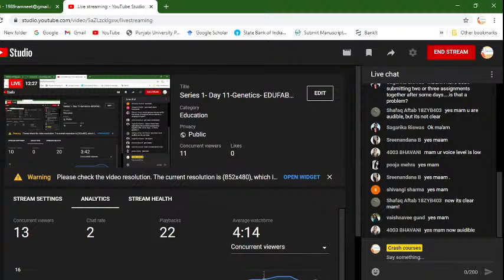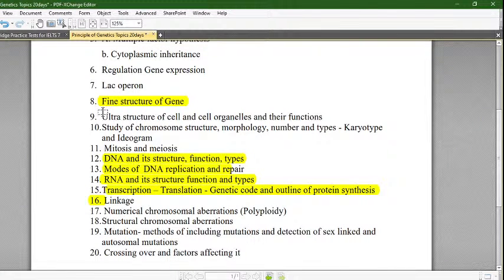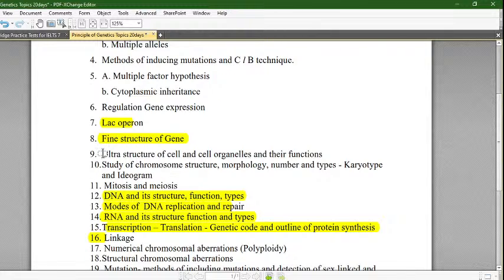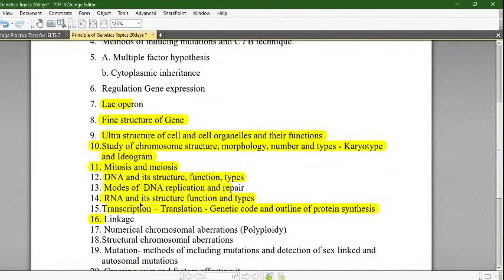We will start today the topic which is here, fine structure of a gene. I'm taking this topic because it is a very simple topic and it is associated with regulation of gene expression. We already completed these topics. Only replication, transcription and translation are left.